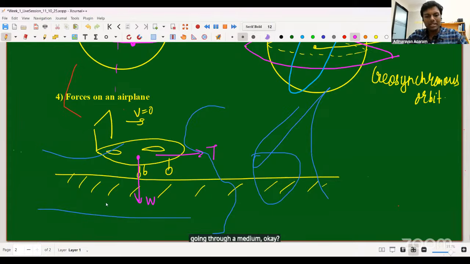Okay. I request you to stop annotating on the board, please. This is kind of disturbing to the class as well.